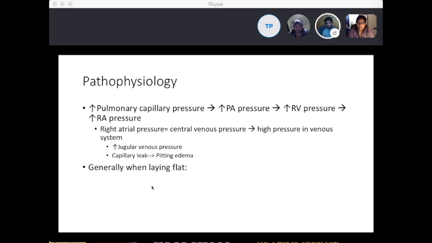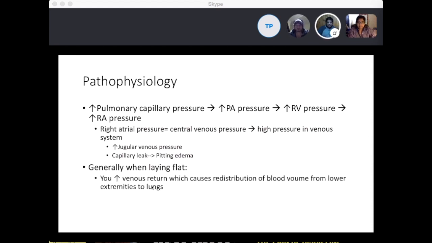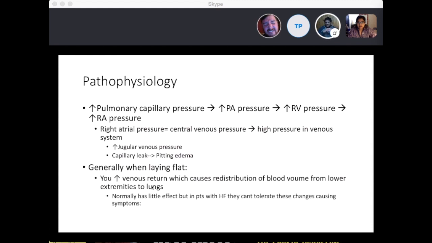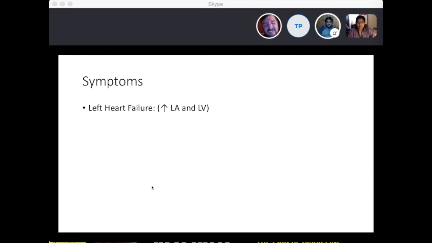So let's talk about generally when you're laying flat. What is happening? When you're laying flat, your heart is parallel with your feet, right? So when you're doing that, your venous return is increased from your feet. So the blood is redistributed from your lower extremities to your lungs. Normally, you would not see any effect in a normal patient. But patients who have heart failure, they cannot tolerate these changes. So they will lead to symptoms.